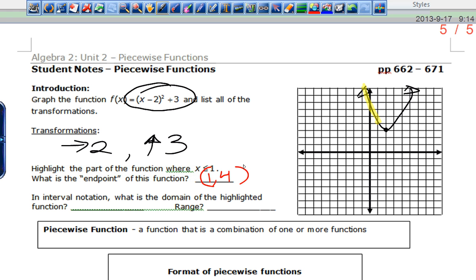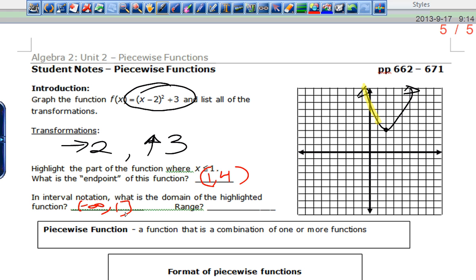Okay, so we're just talking about the yellow part on here, or your highlighted part in red, or whatever color you're using. If I were to say in interval notation, so it's using brackets and parentheses, if we're just talking about the yellow part, what would the domain be? Negative infinity to positive infinity. Okay, we're just talking about the yellow part. Someone said it. Negative infinity to 1. Good job. Well done.